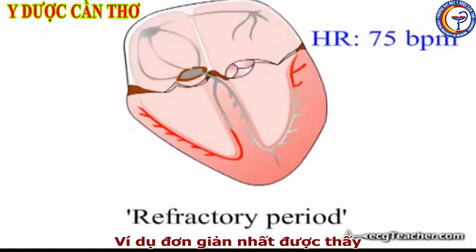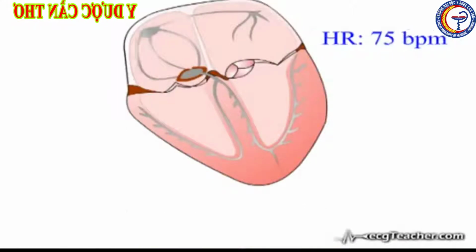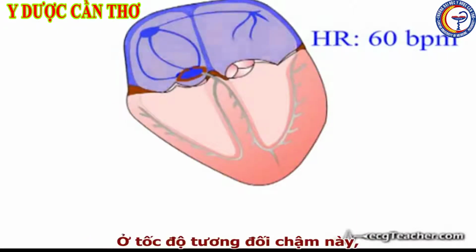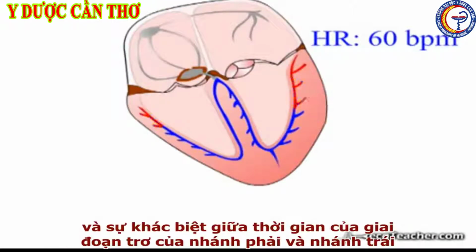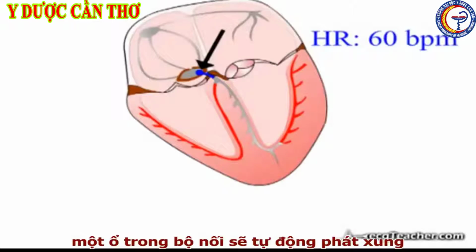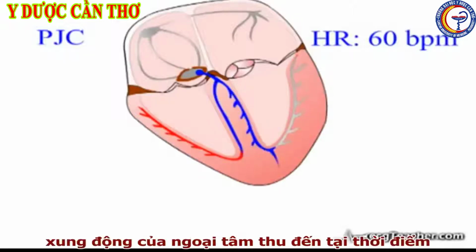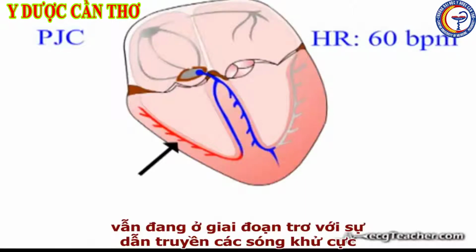The simplest example of this is seen in some cases of very early atrial or junctional premature contractions. In the example shown here, the heart is beating at 60 beats per minute. At this relatively slow heart rate, the refractory period of the bundle branches is prolonged, and the difference between the refractory periods of the right and left branches is appreciable. At this point in time, a focus within the junctional region has discharged, generating a premature junctional contraction. However, note that the premature discharge has occurred at a time when a region of the right bundle branch is still in a state refractory to transmission of depolarization.